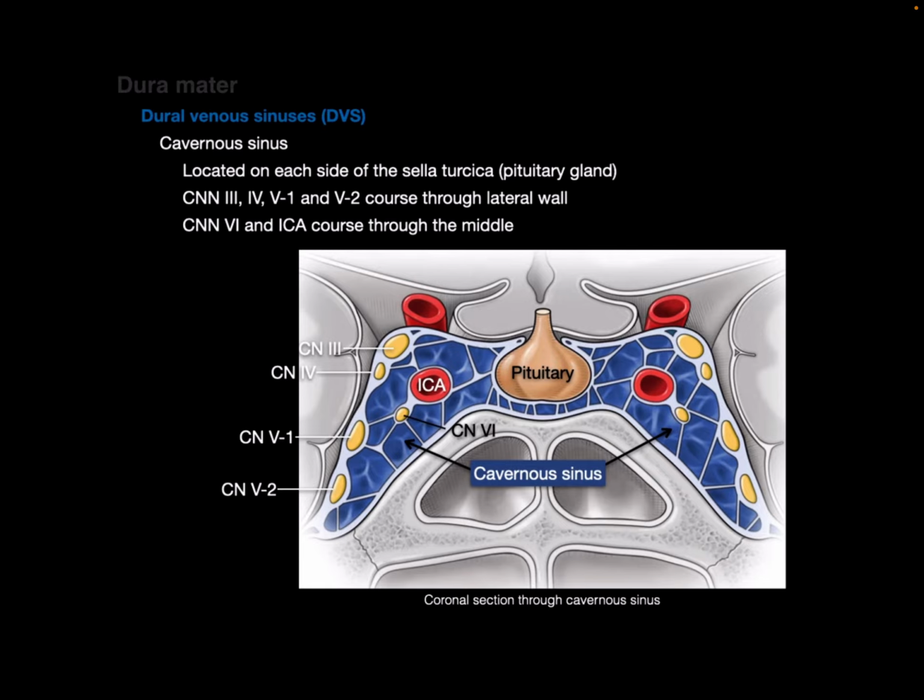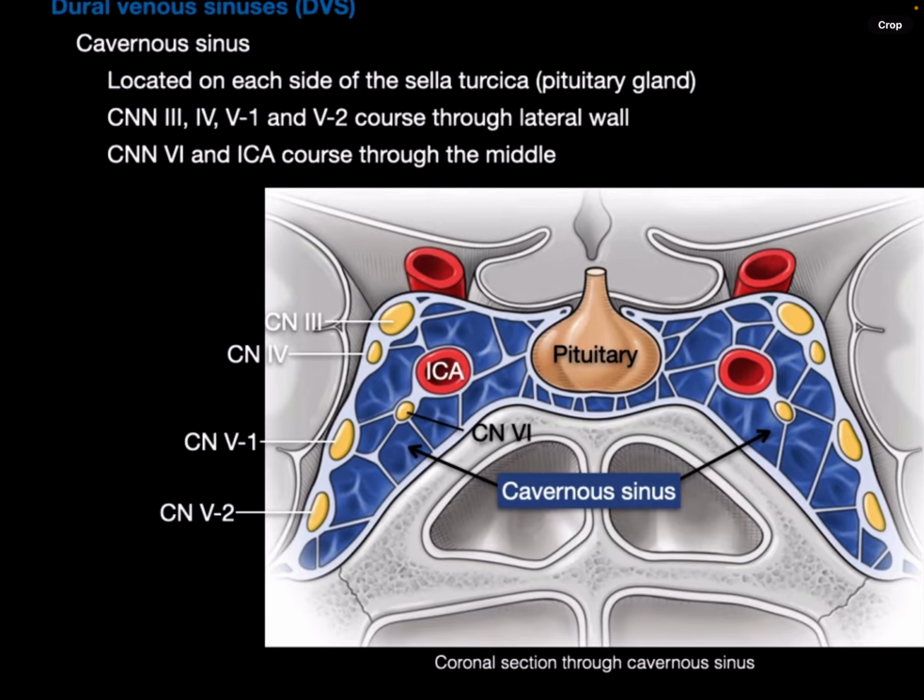This is the cavernous sinus. The cavernous sinus is also one of the dural venous sinuses, and it's located on either side of the sella turcica. So this is the pituitary in the sella turcica, and this is the cavernous sinus on either side. It's very important because it also drains blood from the face and other regions.